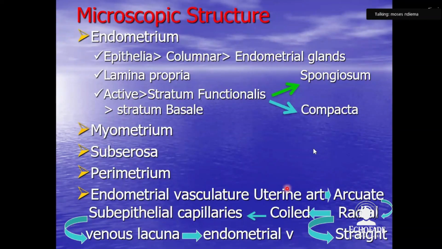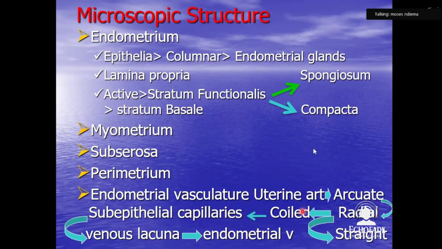The basal part from the radial artery occurs just after the myometrium. The basal part here, stratum basale, is supplied by straight arteries. You will understand soon the significance of coiled arteries supplying the stratum functionalis. So stratum functionalis is supplied by coiled arteries.